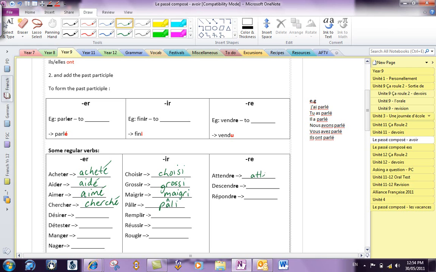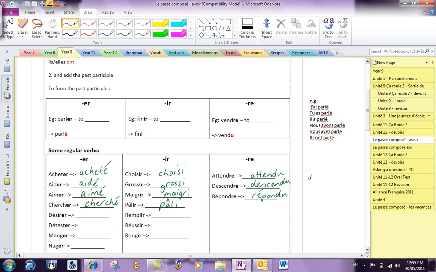That's it, exactly. Attendu. Then descendu. Yep. And then répondu. Oh, that's quite good. There's a pattern anyway, because these are regular verbs. That's right. So if we looked at some of these ones, how would we say I bought?